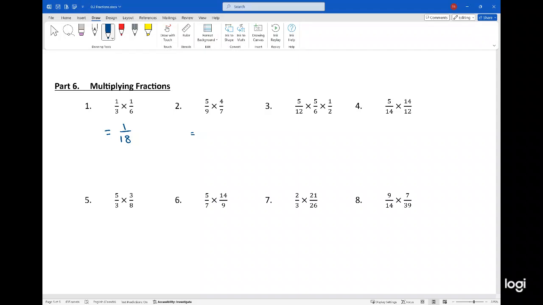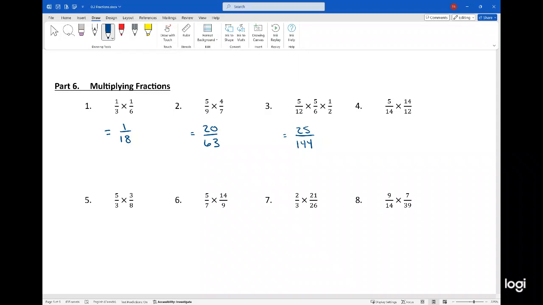This one, top times top is 20. Bottom times bottom is 63. For question 3, we're doing the same thing. We just happen to have 3 of them. 5 times 5 times 1 is 25. 12 times 6 times 2 is 144. Incidentally, I know that that's in lowest terms because nothing on the bottom is divisible by 5, and that's the only real number that we can divide the top by.